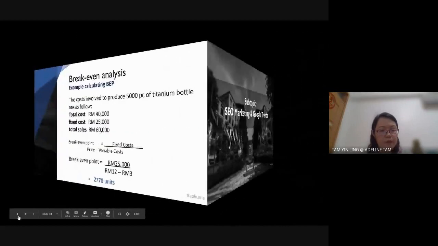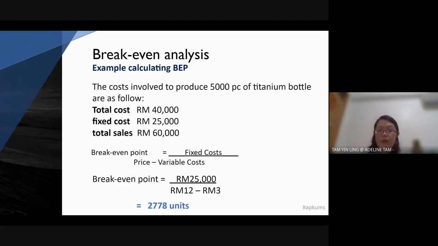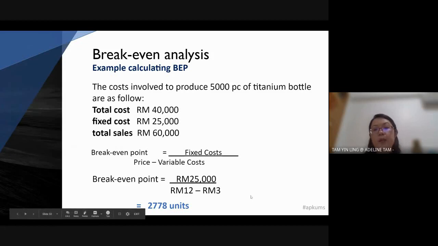Let's look at another example. Let's say the company fixed cost is this, and given the price is 12 ringgit, the variable cost is 3 ringgit. After divide it, you will get 2,778 units. So this is the break-even unit that a company must sell. Let's say this company is selling titanium bottles. And for this company, it's a big company. You can see the total cost is so high, fixed cost is so high. So they need to sell a high quantity.